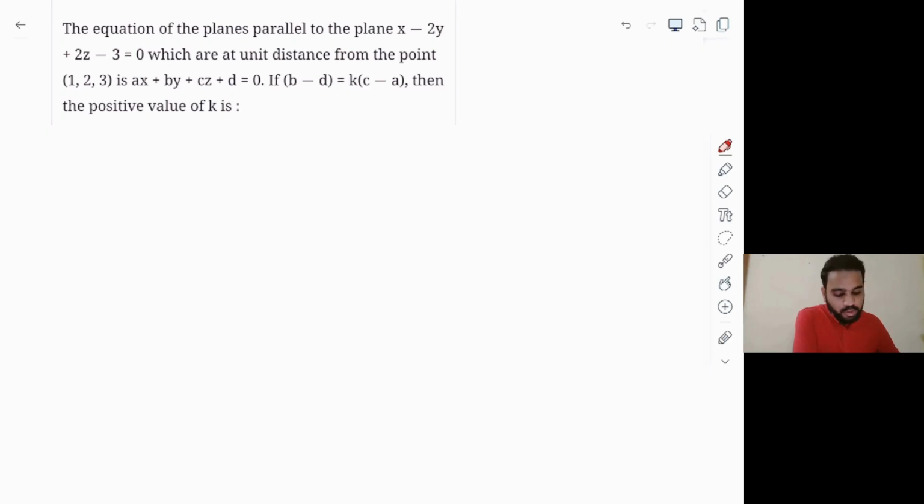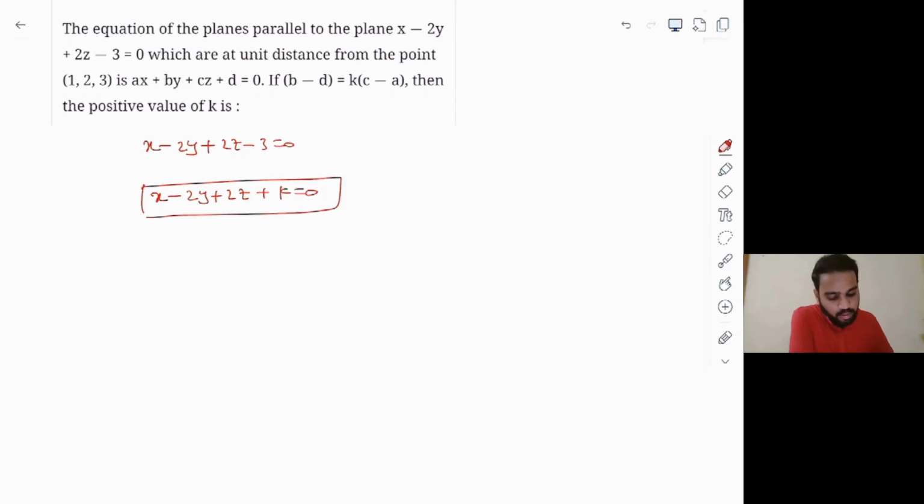So read the question. Equation of the planes parallel to the plane which are at a unit distance from the point 1, comma 2, comma 3. So this is an easy question actually, but we need to know how to assume the plane. That's why I have taken this question. So equation of a plane parallel to a given plane x minus 2y plus 2z minus 3 is equal to 0. Previously I told you, if you want to assume a plane which is parallel to a given plane, you simply change the constant and write. So it is x minus 2y plus 2z plus some constant k is equal to 0.